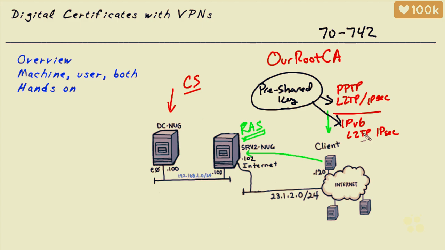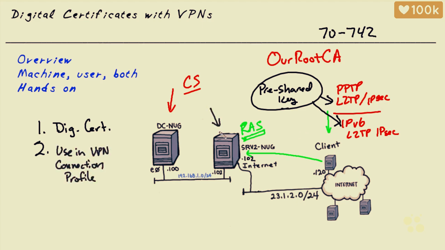Now, if we wanted to use digital certificates instead of that pre-shared key for IPsec, we'd do two basic things. Number one, we'd make sure that each machine has a machine digital certificate that it can use installed on it. And then secondly, we just configure that digital certificate to be used as part of our VPN connection profile along with L2TP IPsec. We'd also want to make sure that the VPN gateway that we're connecting to is also set up so it can verify the digital certificate that the client is presenting.